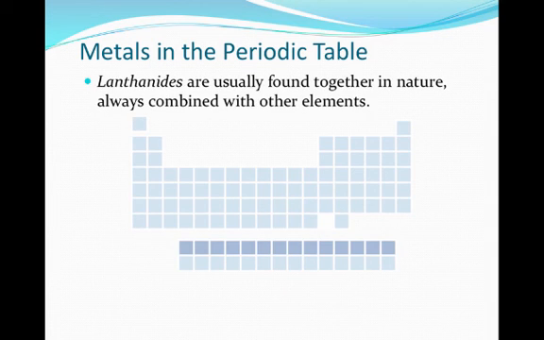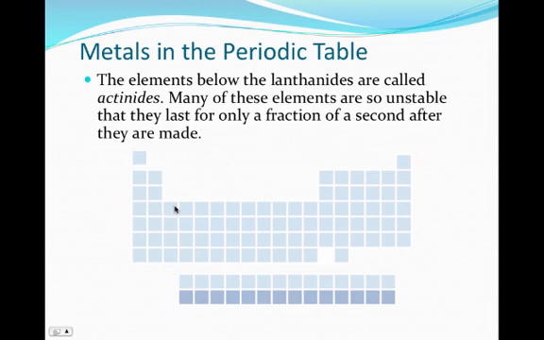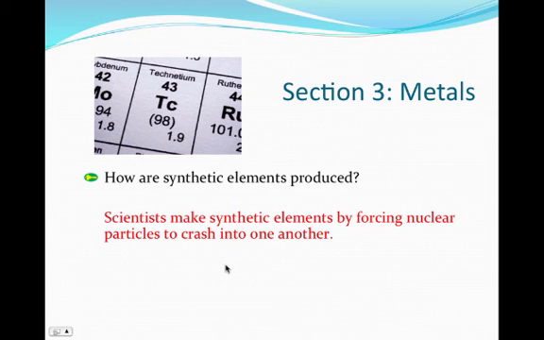And down here at the bottom, the lanthanides are found together in nature, and they're always combined with other elements. This is the group that's usually squeezed in around here on the periodic table. And then below that, the elements are called the actinides, and they're so unstable that they only last for a fraction of a second after they're made. And you'll notice that some of the elements in this group, and actually here on the transition metals at the bottom, are man-made. So how are synthetic elements produced? Scientists make synthetic elements by forcing nuclear particles to crash together. This is an example of one of them, that's why it's highlighted.